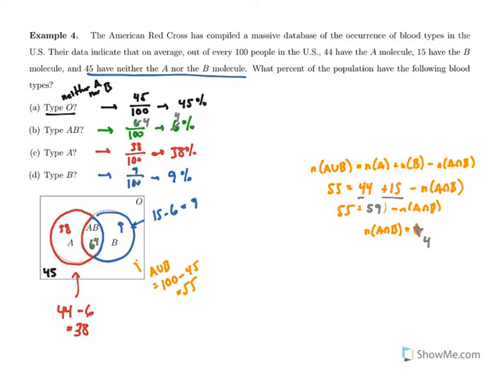Which is going to change all the other answers as well. This is going to be 11, and this will be 40. And now if you add up all those numbers, you get 100%, which is what we need. All right, so a little algebraic error there.